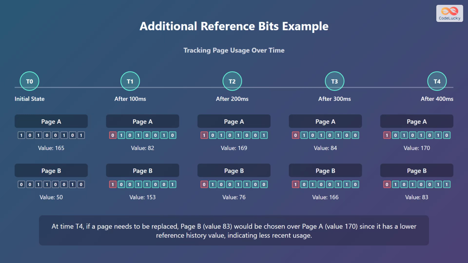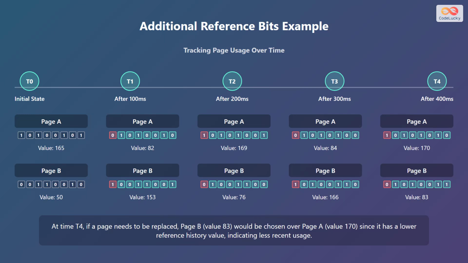Let's illustrate how the additional reference bits algorithm tracks page usage over time. We'll observe the state of 2 pages, page A and page B, at different time intervals t0 through t4. At time t0, the initial state, page A has a certain bit register and value, and page B has a different bit register and value.